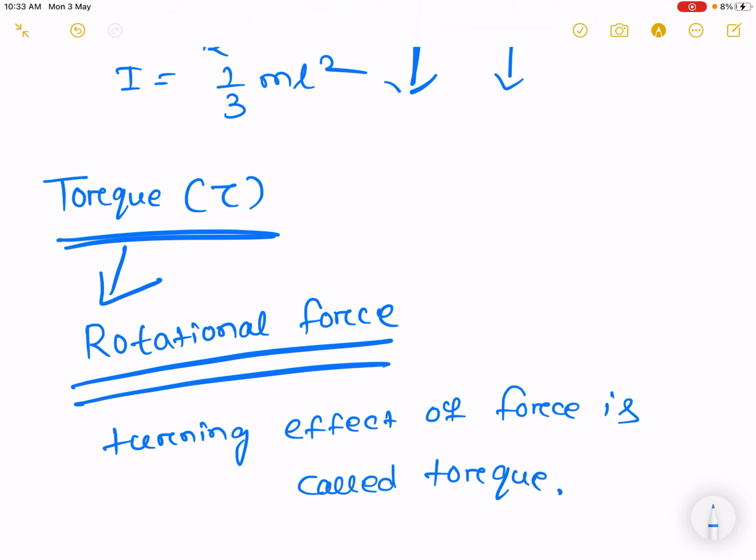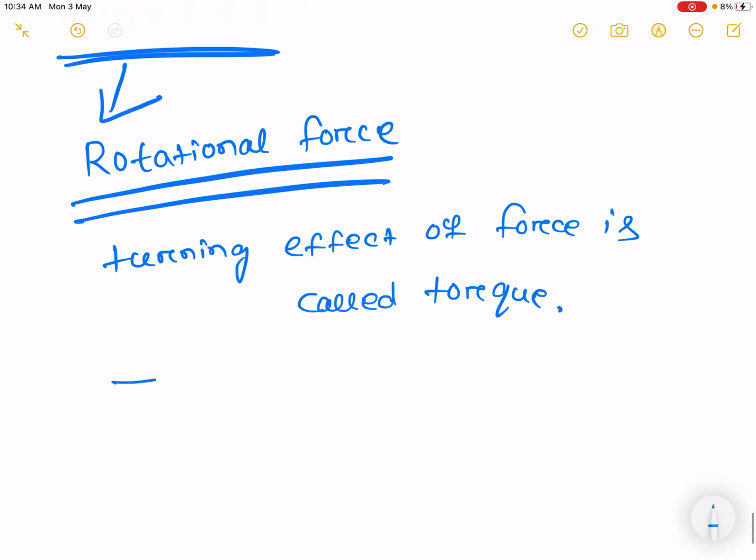Closing or opening a window or door, closing the cap of a bottle, or closing or opening a screw. For this case, we are using a rotational force. That rotational force due to which a body rotates is known as torque. All of you remember, it is denoted by tau. Tau equals force into perpendicular distance.